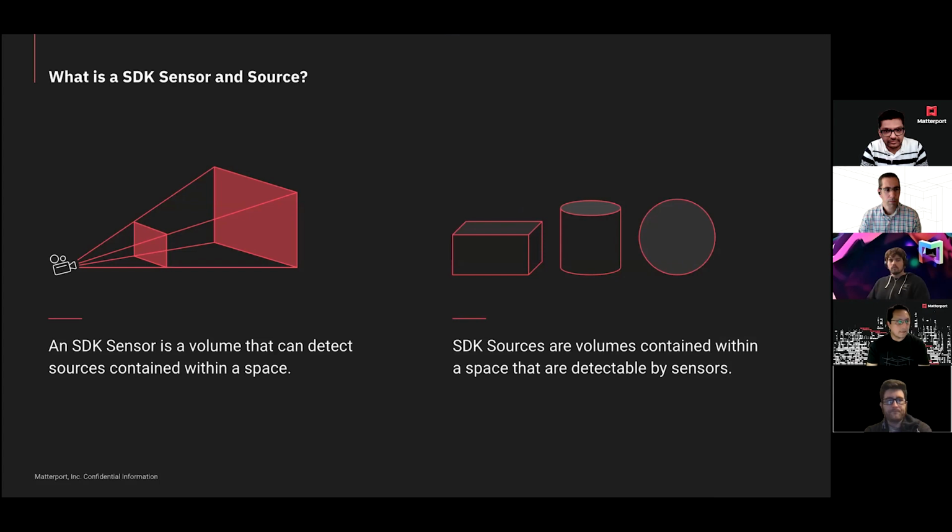So first thing is, what is an SDK sensor and a source? So a sensor is a volume that can detect sources contained within a space. As you can see here, we have a camera and we have what's called a frustum.